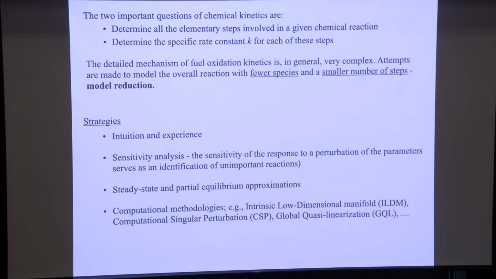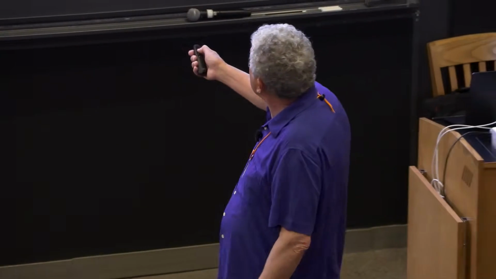How is it done? Well, there are a few ideas. I'm just listing to you what is done in the literature, not that I will address it. The first thing is intuition and experience. A lot of intuition is put in to determine those rates. The second is something called sensitivity analysis, where you produce a small perturbation in a parameter and you see how that affects the system.